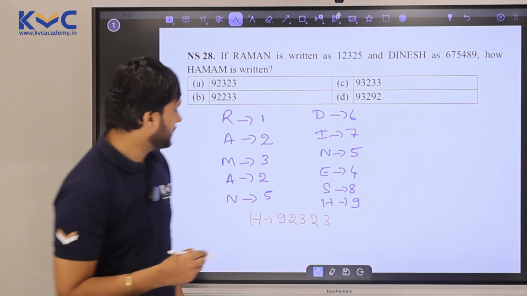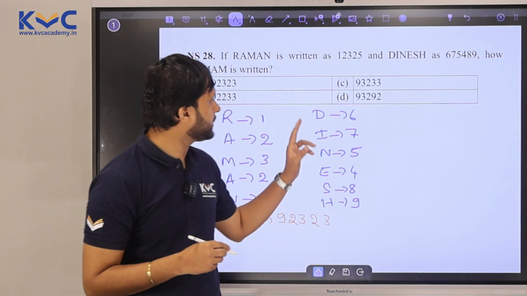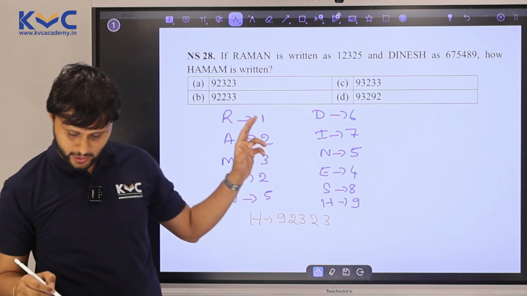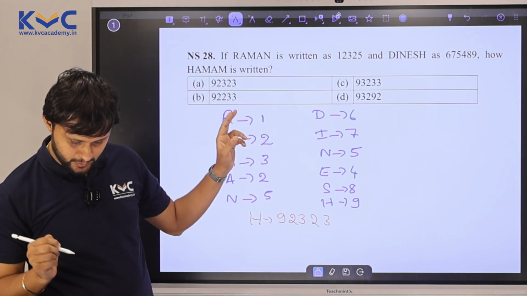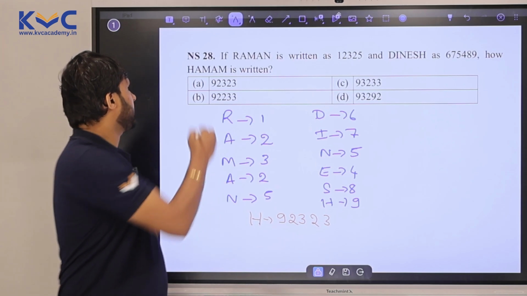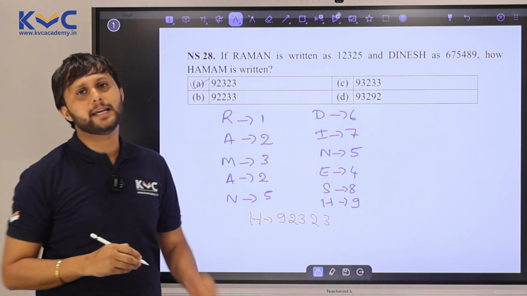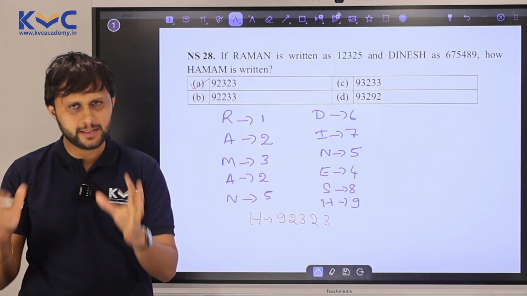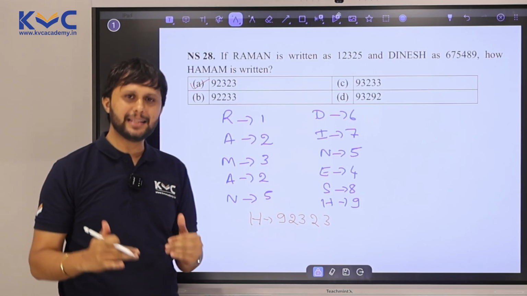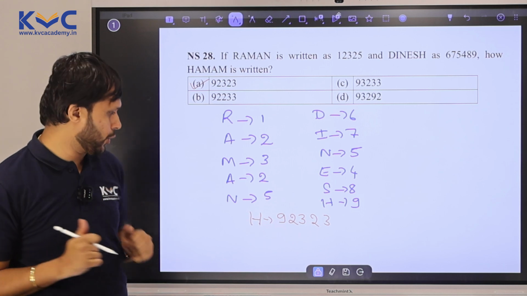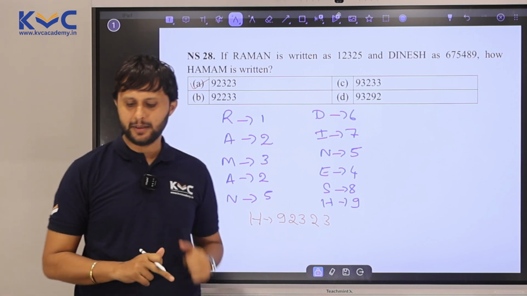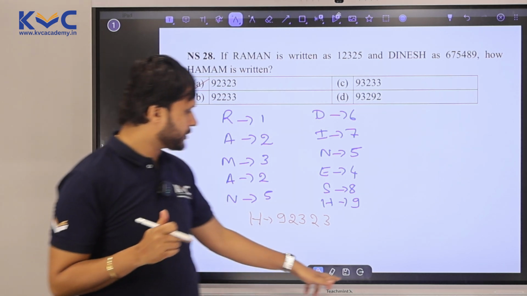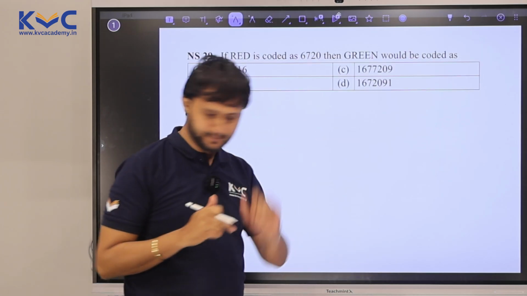Do we have this? 9, 2, 3, 2, 3. Be very careful. 9, 2, 3, 2, 3. Which is there in option A. Option A is the right answer. So the number is given. We have to see what number is given and accordingly apply the same number for the next coding. Fine. That's question number 28. Moving on to question number 29.